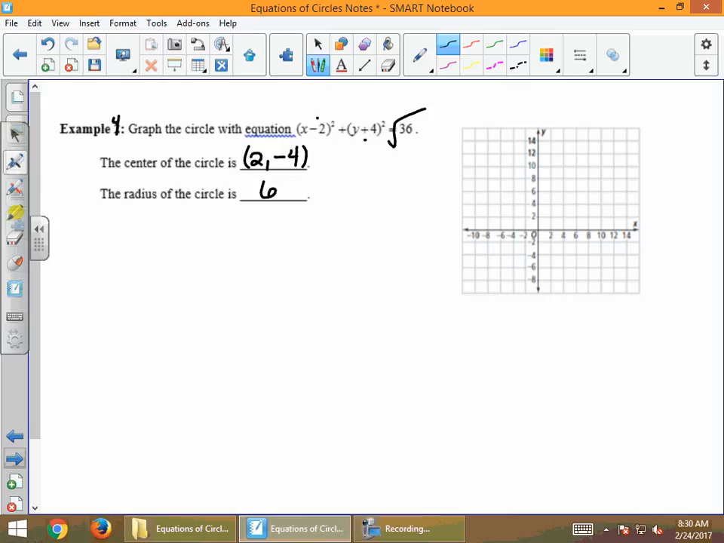So to graph, all you have to do is plot the center. Be careful, we're going by 2s. So there's 2, -4. And then count the radius. And again, be careful, we're going by 2s. So if our radius is 6, you're going to go 2, 4, 6. And you're going to do this in 4 directions. You're going to count 6 to the right. You're going to count 6 to the left. 2, 4, 6. You're going to count 6 up. And you're going to count 6 down.